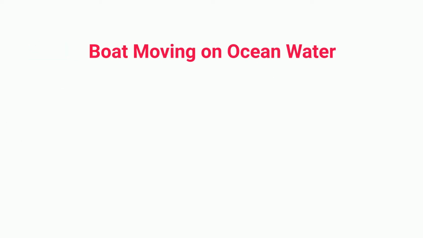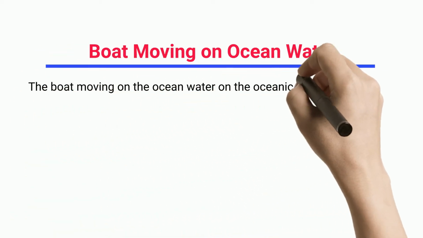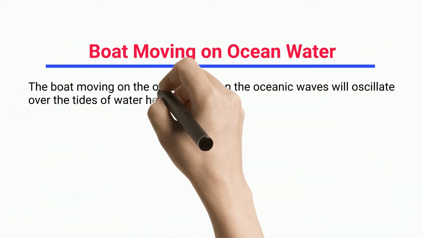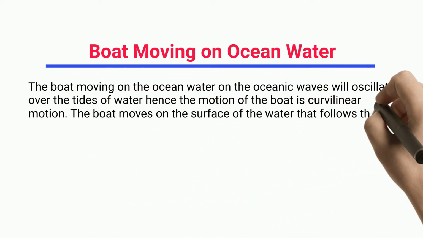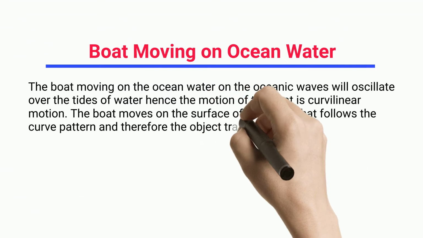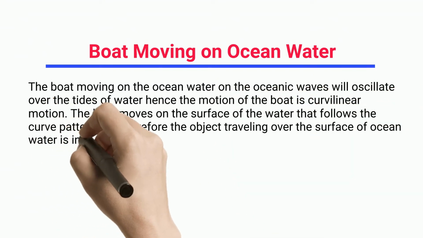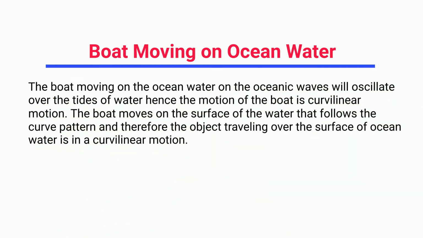Boat moving on ocean water. The boat moving on the ocean water on the oceanic waves will oscillate over the tides of water, hence the motion of the boat is curvilinear motion. The boat moves on the surface of the water that follows the curve pattern, and therefore the object traveling over the surface of ocean water is in a curvilinear motion.